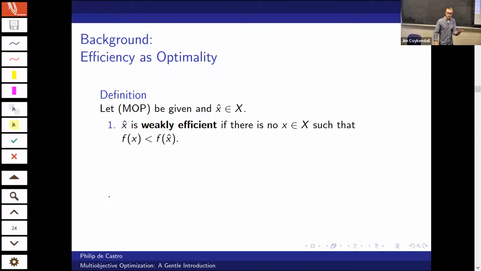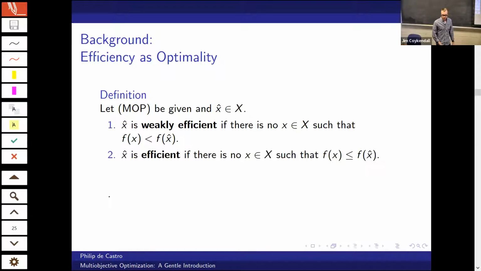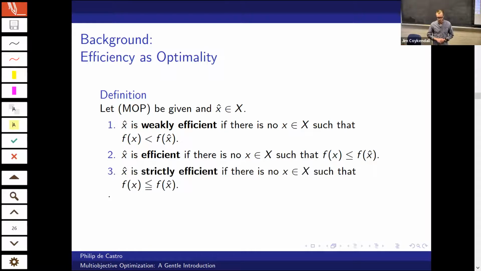I'm sure you could guess what the next notion of efficiency is. We say that x hat is efficient if you can't find a decision x such that f of x is less than or equal to f of x hat, with at least one strict inequality. The next one we call strictly efficient, which is that there's no other decision such that f of x is less than or equal to f of x hat. We'll see some examples to get a better idea of how these definitions play out. But intuitively, this is how we talk about trade-offs, and how we talk about the best you can possibly do.